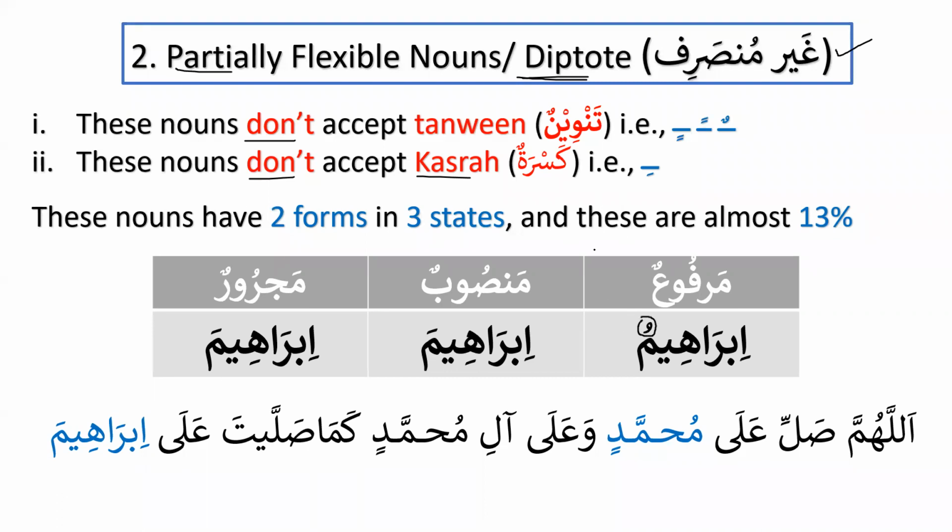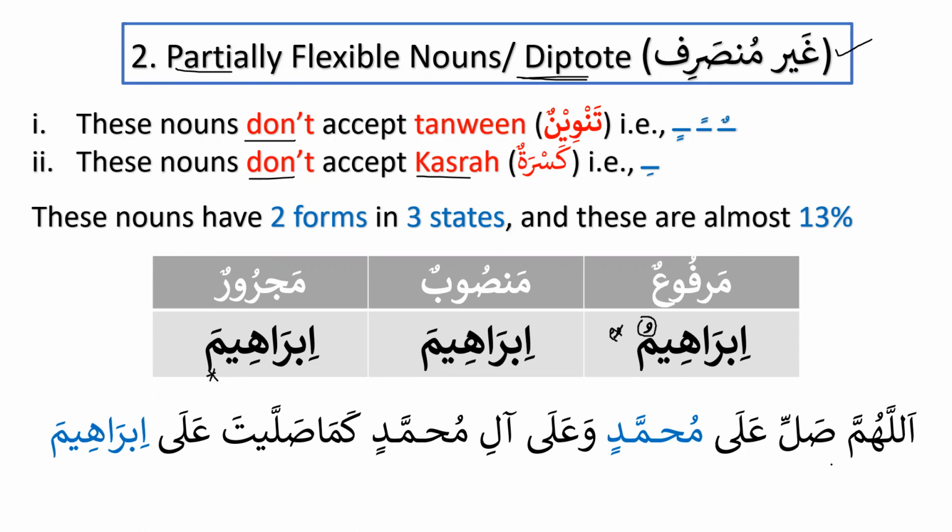There is no dhamma. Sorry, do you see tanween over here? There is no tanween over here. What do we have? We have only dhamma. Similarly, do you see kasra over here? Ibrahimi. Mansub is always with fatha, but do you see kasra over here? No. So both of the conditions are met over here. Number one, there is no tanween, and number two, they do not accept kasra.